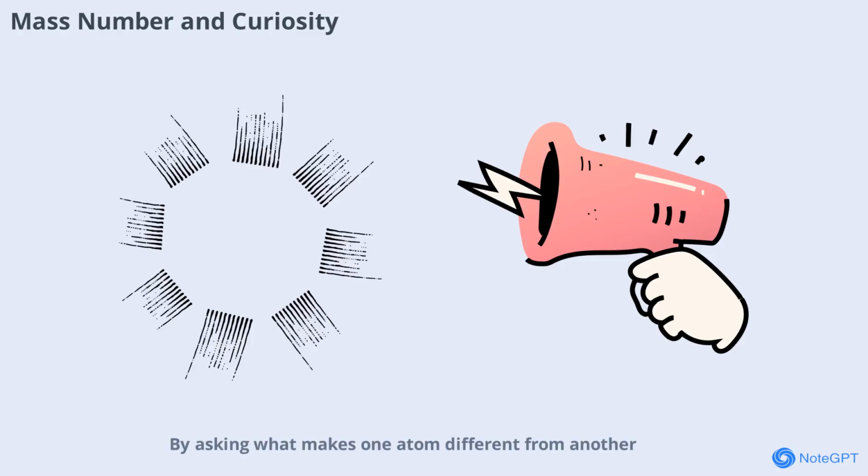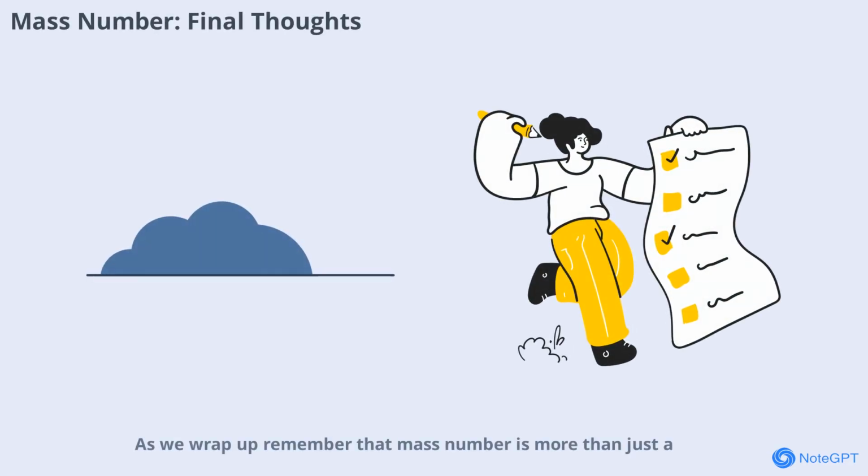By asking what makes one atom different from another, scientists unlocked the secrets of the atomic nucleus and changed our understanding of matter forever. As we wrap up, remember that mass number is more than just a number, it's a window into the heart of the atom. Whether you're studying for a test or just exploring the wonders of science, understanding mass number will enrich your knowledge and appreciation of the universe.